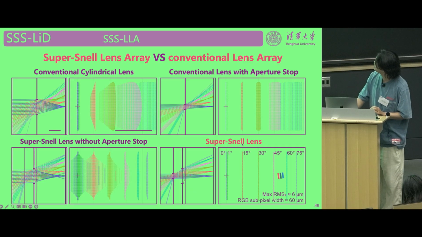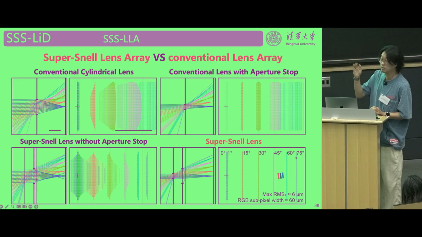Using only the super Snell lens still leaves some aberration, but with the super Snell lens with aperture, we can get a very stable focal plane across up to 75 degrees, and the total viewing angle can be 150.